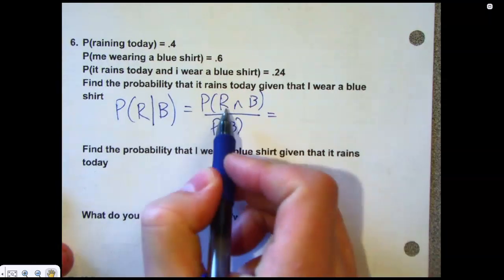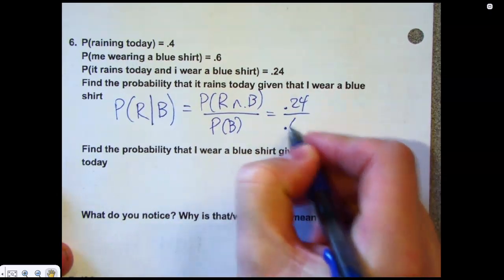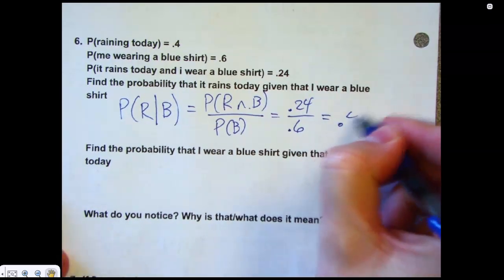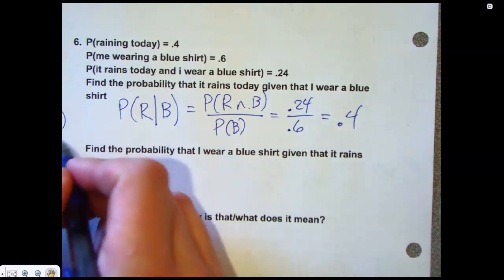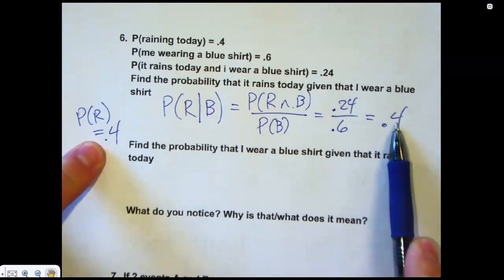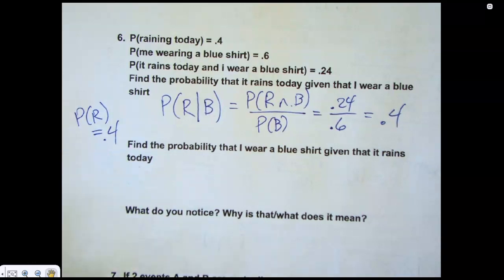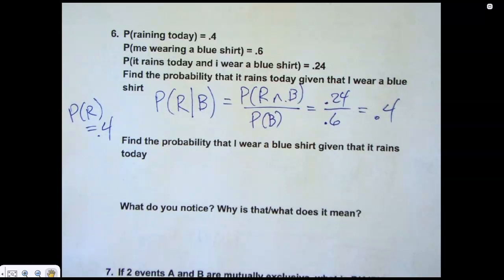So what's the probability of rain and blue? 0.24. What's the probability of blue? 0.6. If you divide those, you get 0.4. So the probability of rain was what? 0.4. The probability of rain given a blue shirt was what? 0.4. Isn't that exactly what's supposed to happen if things are independent? Yep. So when I gave you the extra information, it didn't matter. That's what independent means. It should work backwards too. If they're independent, it should work both ways.